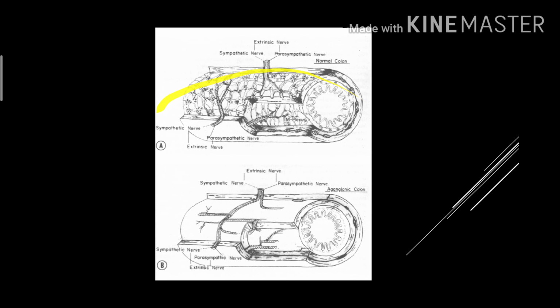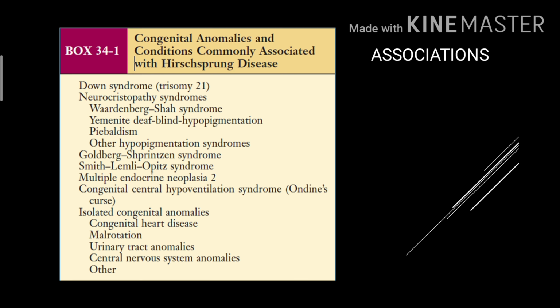We can see in the normal bowel the amount of connections between the sympathetic and the parasympathetic system, and coming to the HD bowel, the connections are very less. With this much less connections, there ought to be an obstruction or a functional problem. Now, 90% of the HD are not syndromic, but around 10% of HD is associated with this different list of syndromes.